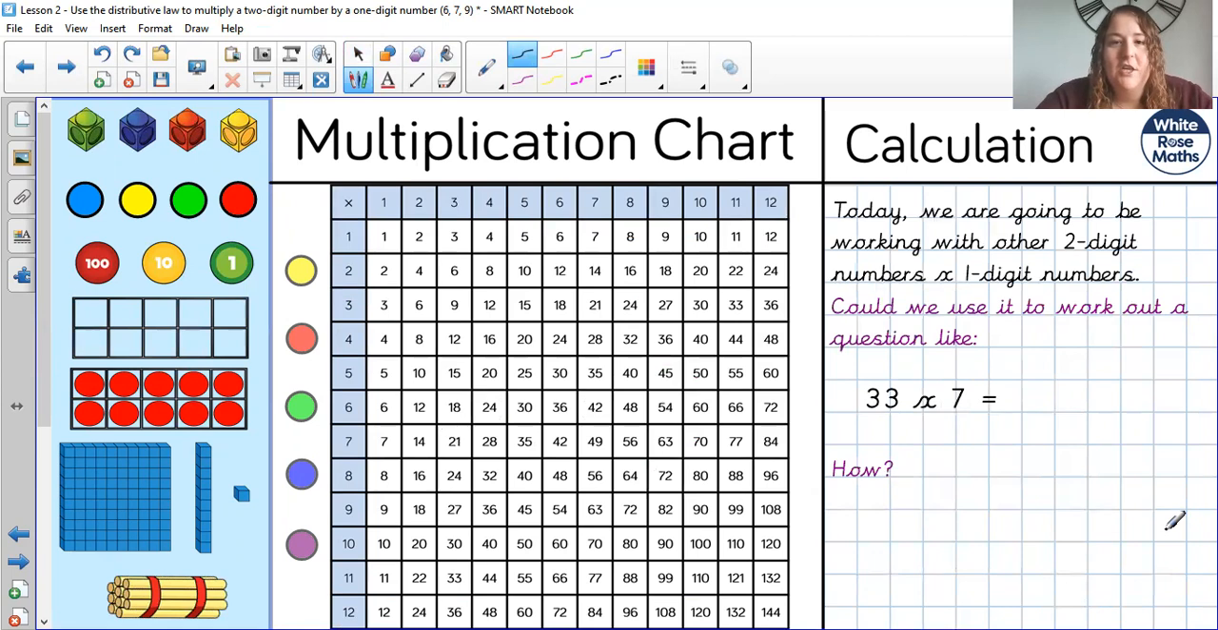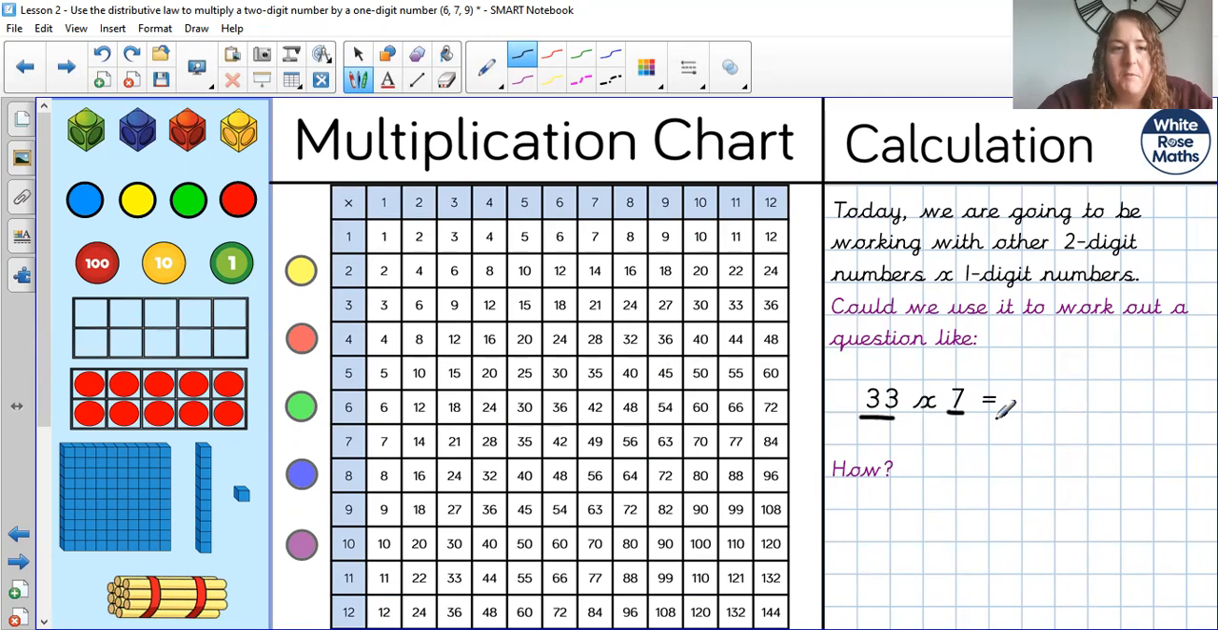Okay, let's have a look today then. Today we're going to be looking to work out other 2-digit numbers by 1-digit numbers, so they're not going to be multiples of 10 today. Could we use it to work out a question like 33 times 7? And if so, how?